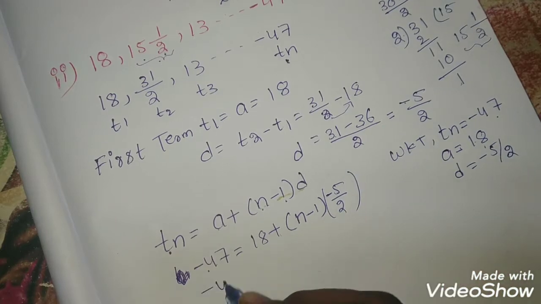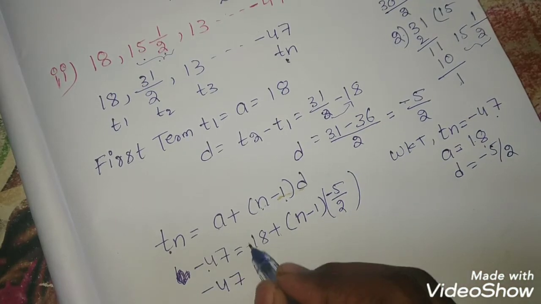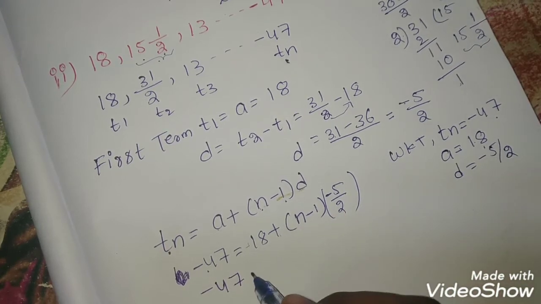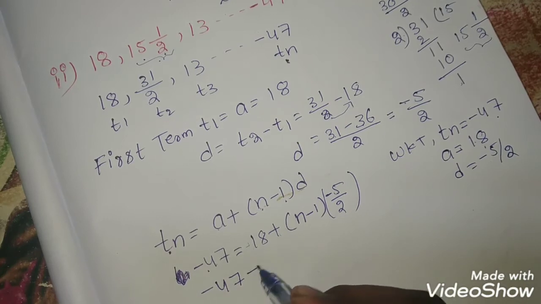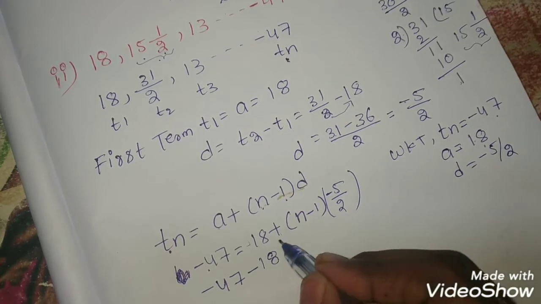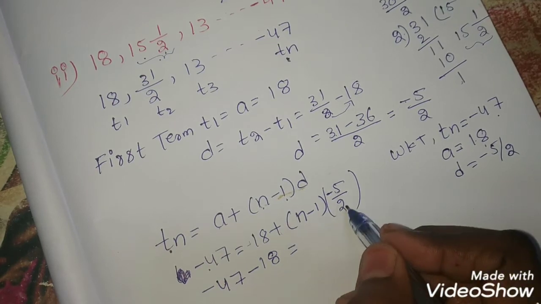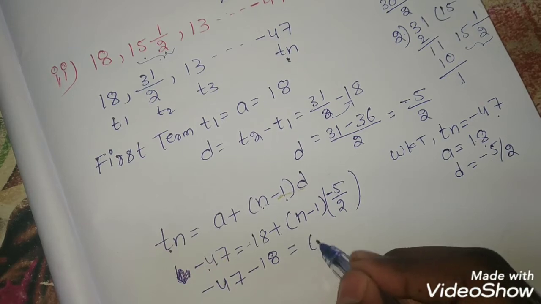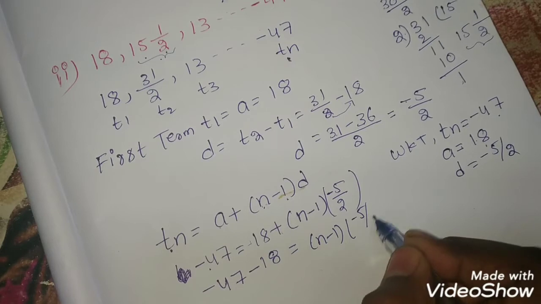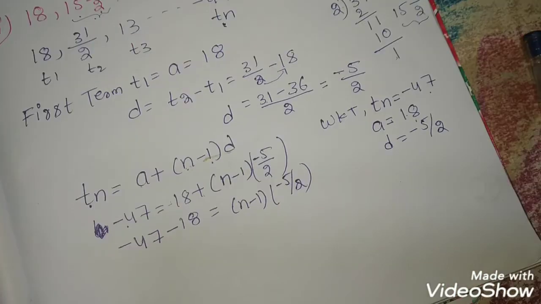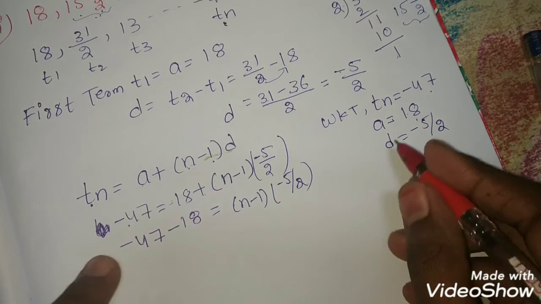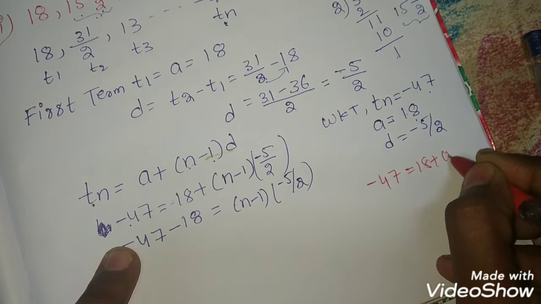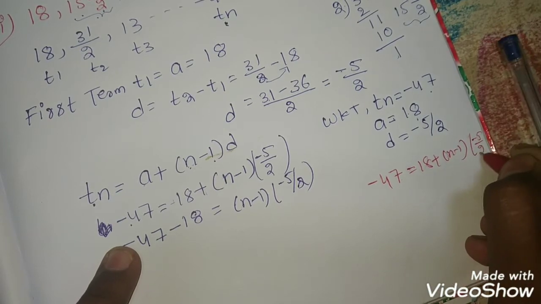Okay. So let's take minus 47. See here, plus 18 is on the right side, so we have to take it to the left side. Then plus 18 will become minus 18 is equal to, see, plus n minus 1 into minus 5 by 2 will become plus itself, right? n minus 1 into minus 5 by 2. So like that only it will come. See, if you have a doubt how you can write it: minus 47 is equal to 18 plus n minus 1 into minus 5 by 2.